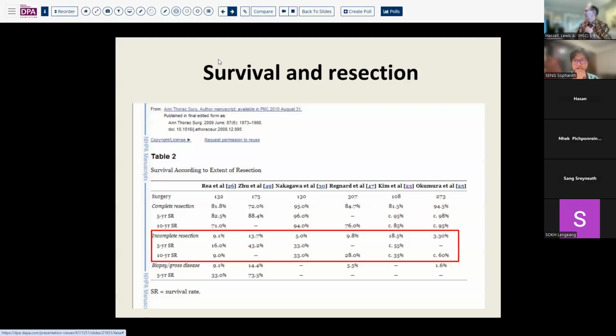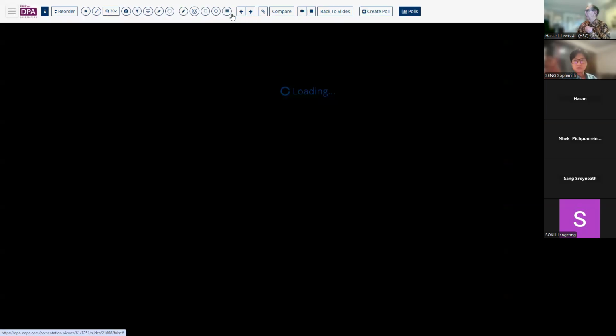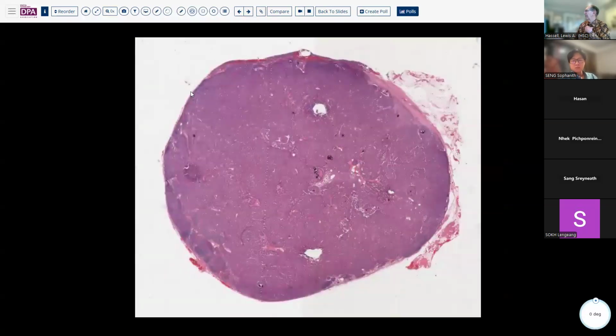Okay, so resection is also illustrated here in this curve: the 5-year survival, if it's incompletely resected, is only 9 or 10%, maybe 15%, versus 80 or 90%. So resectability is really critical. And that's where your evaluation of margins is very important, as well as communicating with the surgeon about these elements.